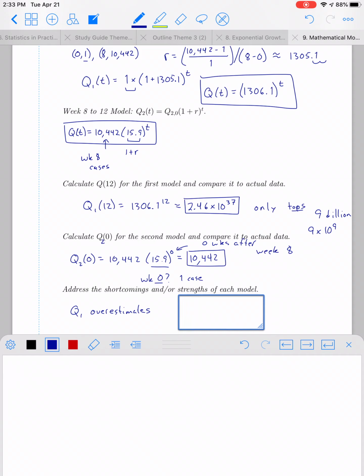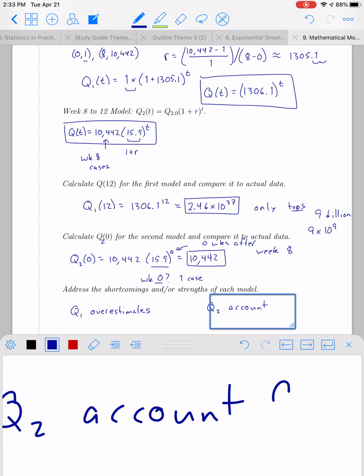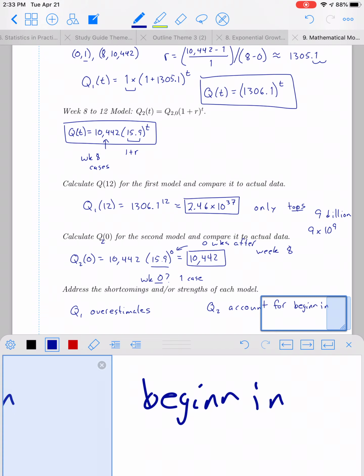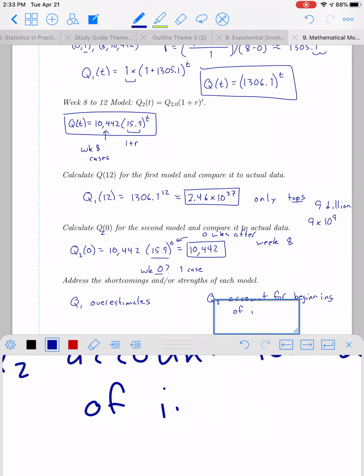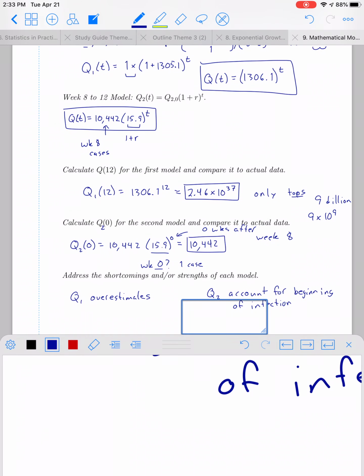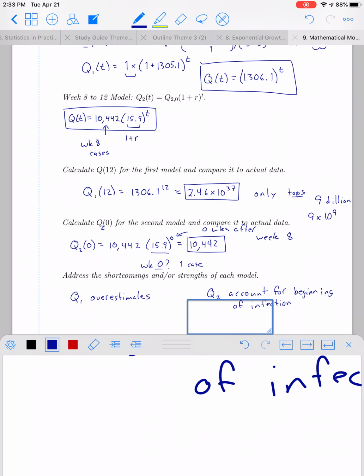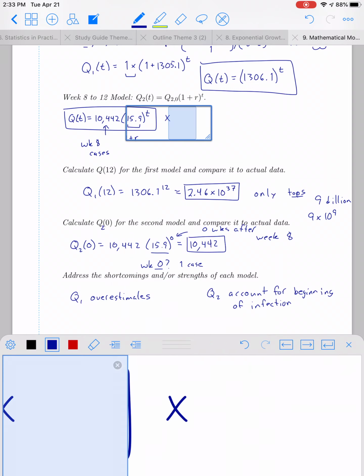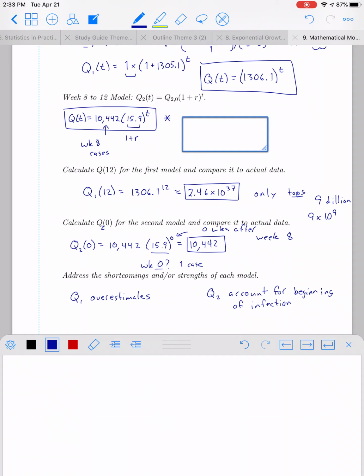Okay, so what Q2 doesn't do, it doesn't account for the beginning of infection. So that's maybe its drawback. However, it might be relatively accurate for the most recent. And in fact, of all the models we've looked at, I think that Q2, if we were to look at it again into the following week, into the 13th week as that data becomes available, I think that we'll find it's the most accurate prediction of all the estimates.